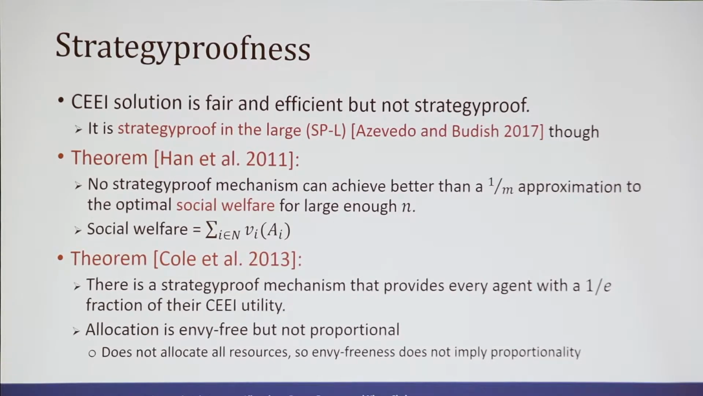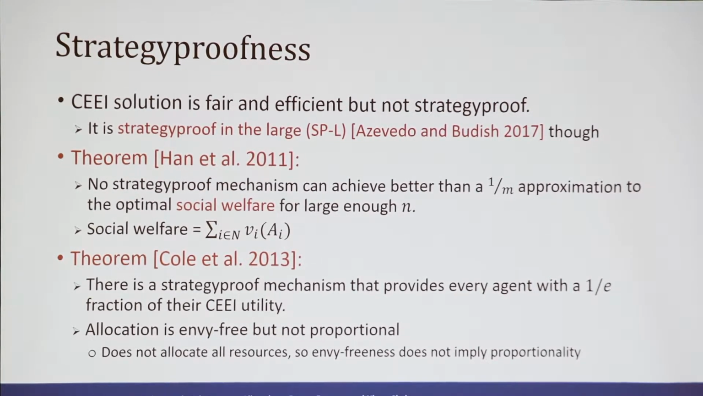So what Cole et al. did in 2013 is they thought about approximating a different quantity. In particular, they thought about approximating the utility that each agent would receive under the CEEI allocation. And what they show is that they have a strategy proof mechanism that provides every agent with a 1 over e fraction of their CEEI utility.